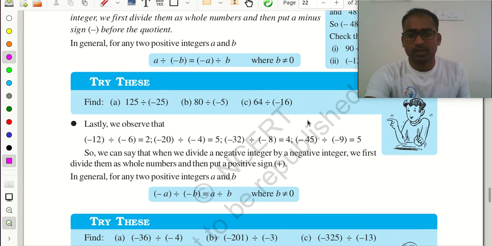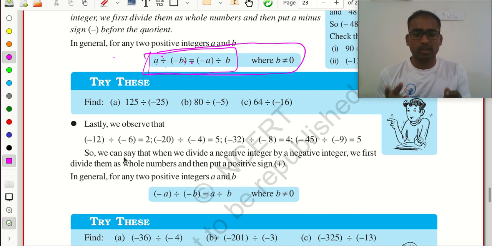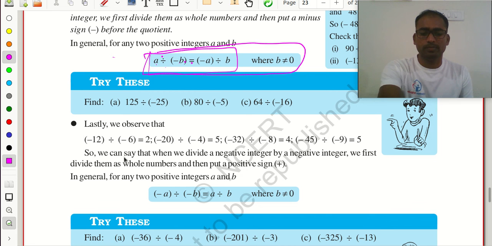Okay. So this is about the division of integers: for any two positive integers a and b, a divided by minus b is equal to minus a divided by b. Okay, these both are equal only, but b should not be equal to 0. If b is equal to 0, that will come as not defined. Understood?